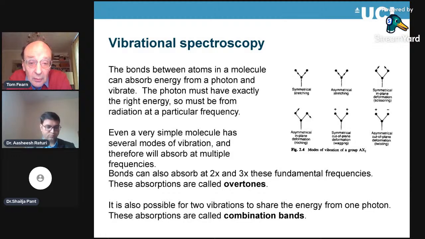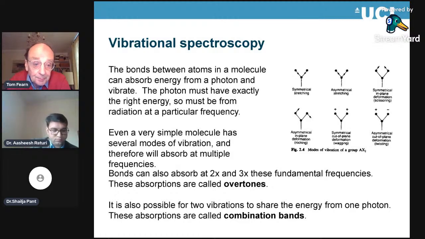So what we're measuring when we do spectroscopy, vibrational spectroscopy, is the absorption of photons, or the absorption of energy from photons by molecular bonds. You can see that even this very simple molecule, water, for example, will have several modes of vibration. And each one of those will have a different energy, a different frequency at which it absorbs. And so there are multiple frequencies there just for one simple molecule.